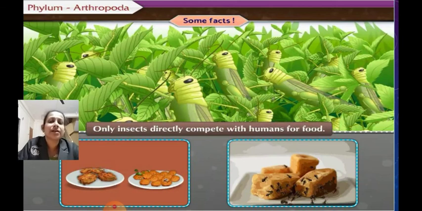So this is regarding the 4 phyla that we have learned today. That is, one is Platyhelminthes, second is Aschelminthes, third Annelida, and fourth Arthropoda. So next we will be dealing with the other remaining phyla. So I hope you have understood, students.